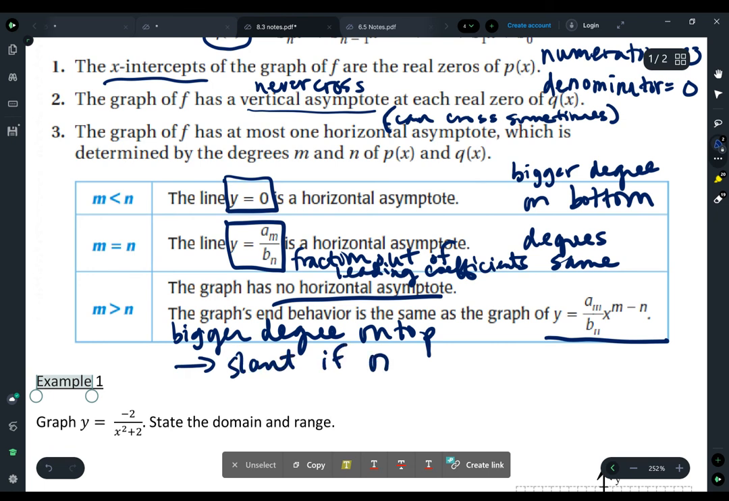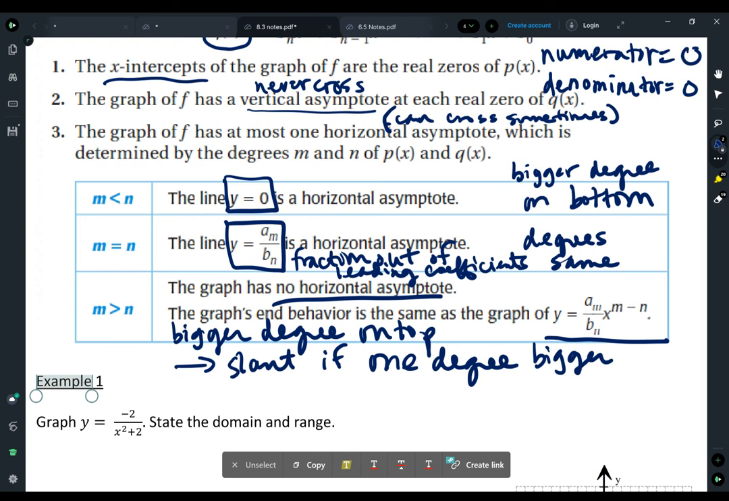if 1 degree bigger. And that's the special case we're going to be looking at more this year. So we have this thing about end behavior that's kind of useful, but we're not using it a whole lot. But the slant, it's going to be a slant asymptote if 1 degree bigger. We say slant because it's not a horizontal line, it's a slanted line. It could go up, it could go down, but it's not horizontal or vertical. It's a slanted line. And that's if it's 1 degree bigger.